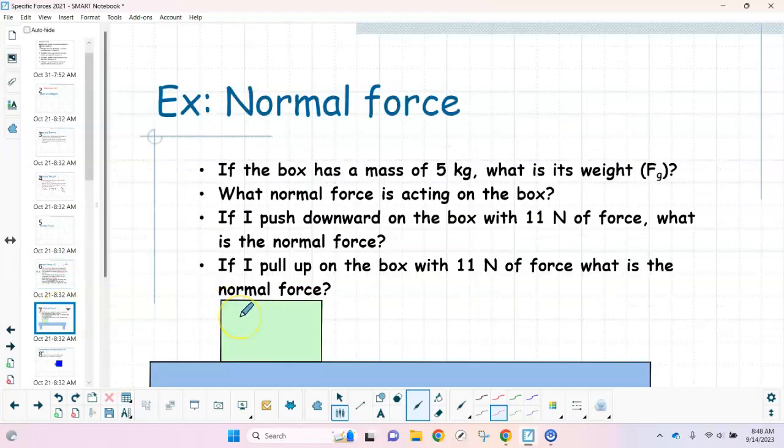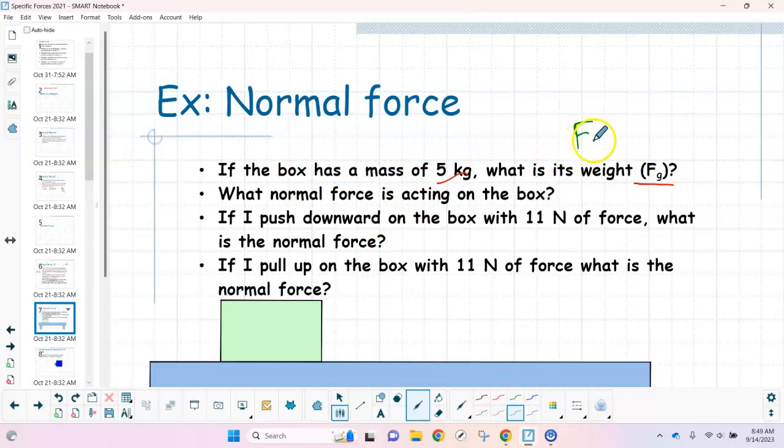Okay. It says if the box has a mass of 5 kilograms, we want to find the weight, or the force of gravity. Then we want to figure out what's the normal force acting on the box, so how much the floor or table or surface is pushing up. Then we're going to adjust that a little bit in the other cases down here at the end. For the first one, let's find the weight of the box, so the equation for Fg.